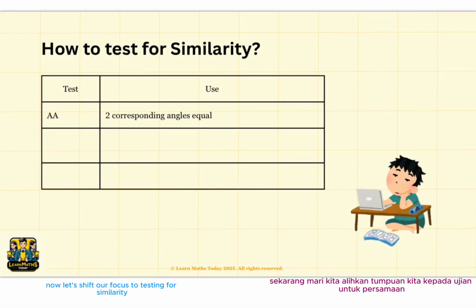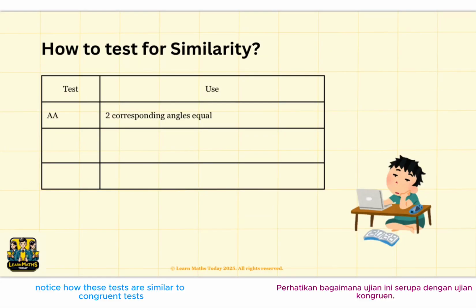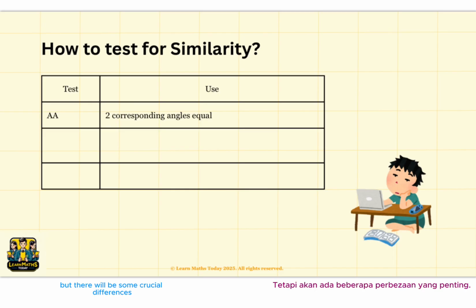Now let's shift our focus to testing for similarity. Notice how these tests are similar to congruent tests, but there will be some crucial differences. Let's look at AA. If two corresponding angles are equal between the two triangles, then the triangles are similar. This is actually simpler than congruent testing, because if two angles are equal, the third angle must be equal. Since all the angles are equal, the triangles must be similar. They will have the same shape even if they have different sizes.